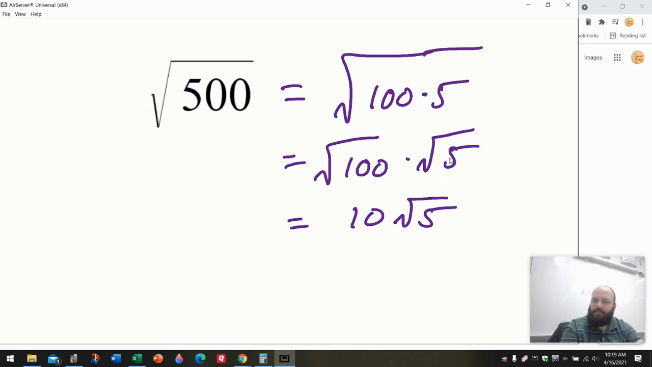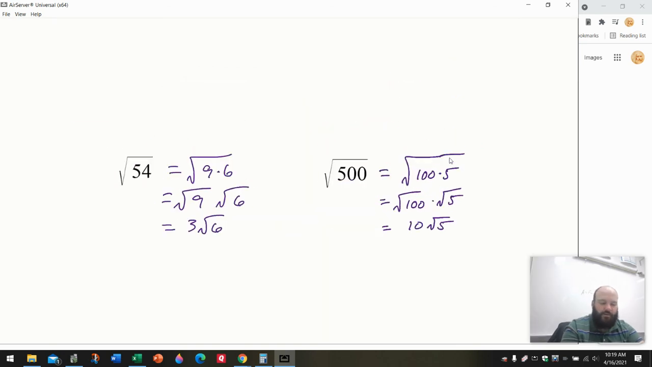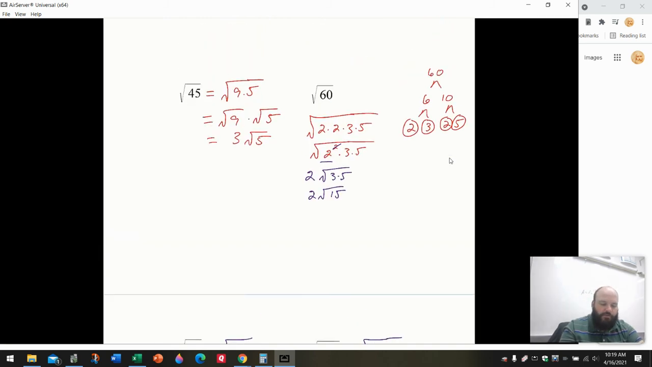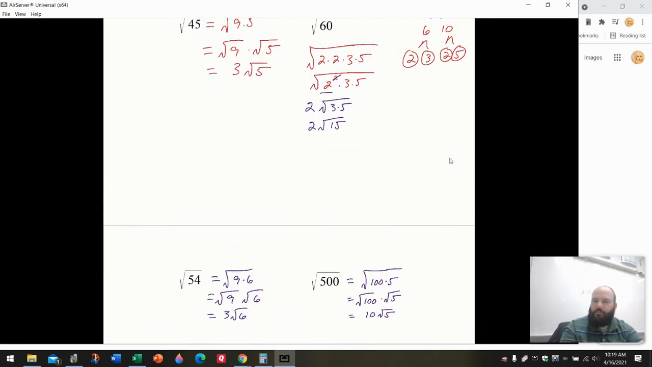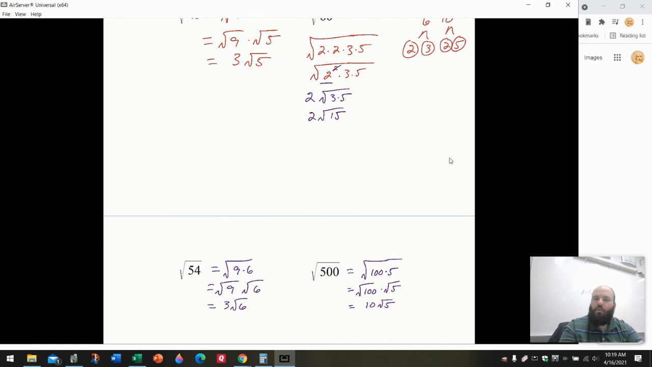So I hope that made sense. I know there's 2 different ways to do this. You can do it either way. The factor tree method is for when you have a number that you might not know one of the perfect squares in there. You can utilize that method.